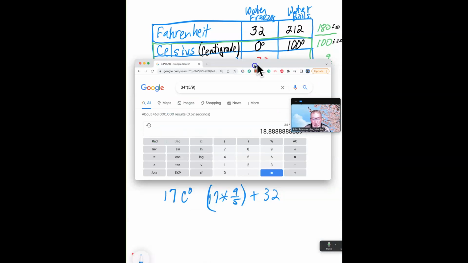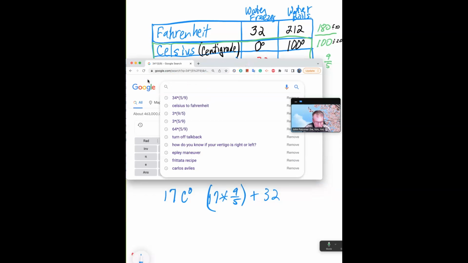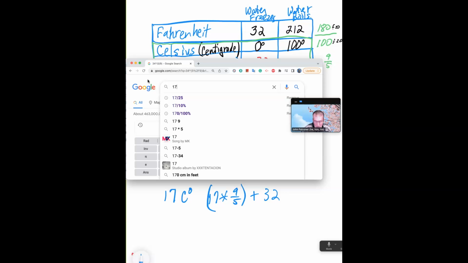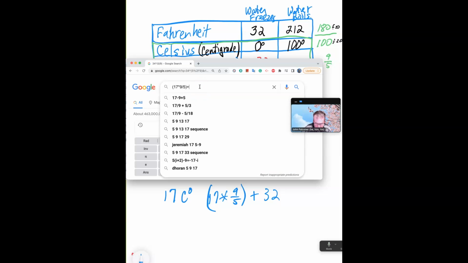So let me just make sure we're writing what I said. Let's get rid of this. We'll have 17 times 9/5. So let's put 9/5 in parenthesis. Just make sure we do that first, and then we're going to add 32.